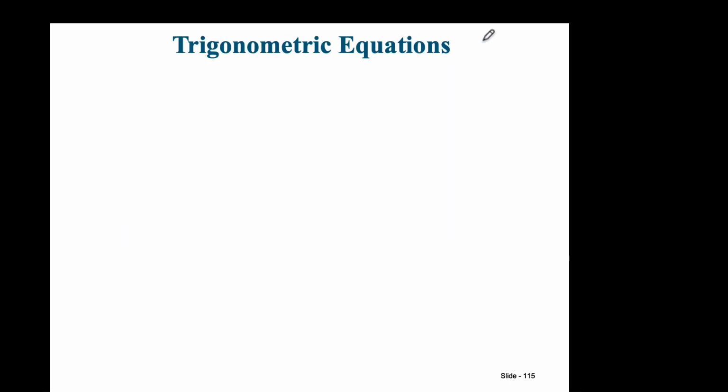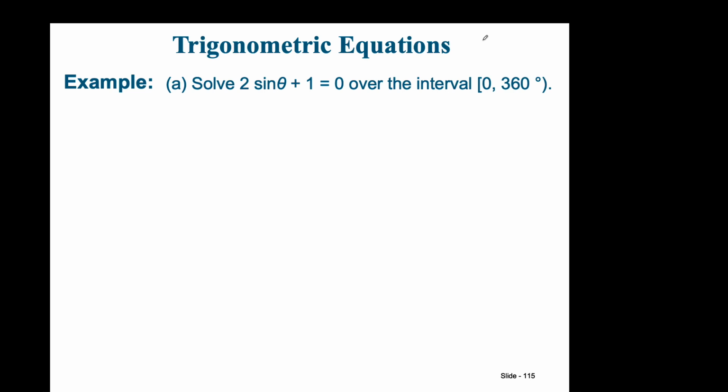Trigonometric equations. Let's look at an example. Here we're asked to solve 2 sine of theta plus 1 equals 0, and we're looking for all the solutions that exist on this interval from 0 to 360 degrees. Not including 360, that's why we have the parenthesis, including 0, that's why we have the bracket. All right, hopefully we can move this stuff around and just isolate theta and we'll be all good.